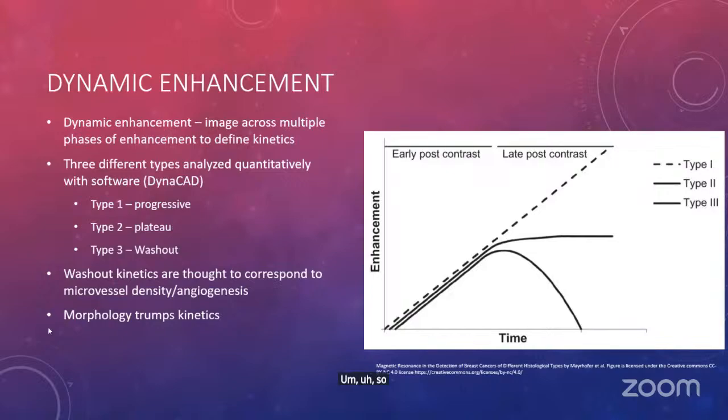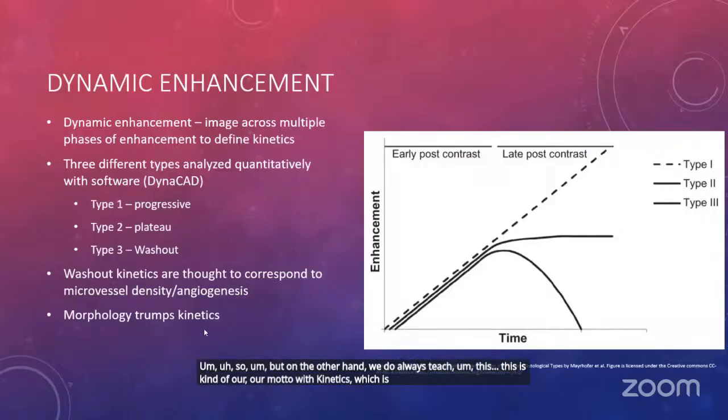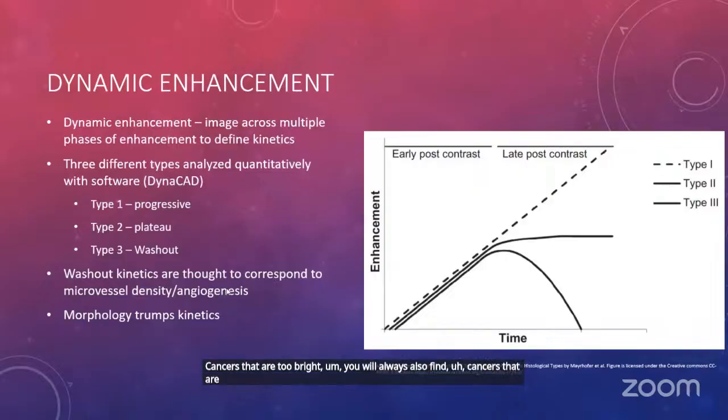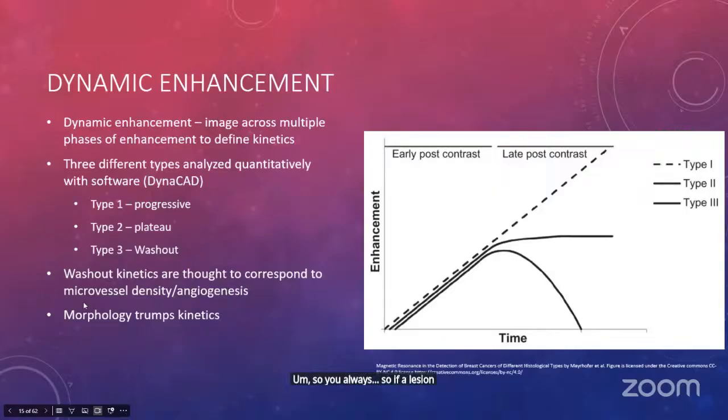But on the other hand, we do always teach, this is kind of our motto with kinetics, which is that morphology trumps kinetics, because just like I mentioned, you will always find cancers that are T2 bright. You will always also find cancers that are completely progressive in their kinetics. So if a lesion has suspicious morphological features, you're still going to call that suspicious even if they're completely progressive.